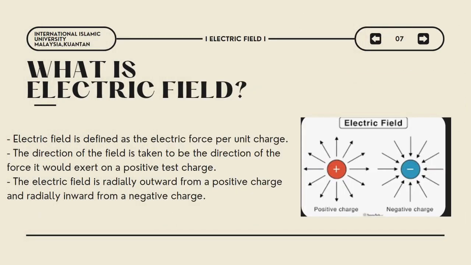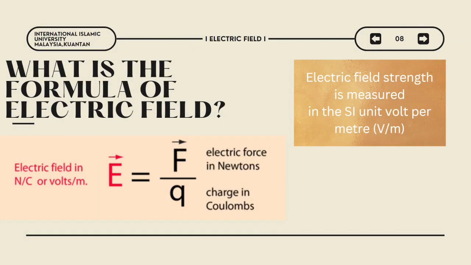Next, what is electric field? Electric field is defined as the electric force per unit charge. The direction of the field is taken to be the direction of the force it would exert on a positive test charge. For example, the electric field is radially outward from a positive charge and radially inward from a negative charge. What is the formula of electric field?